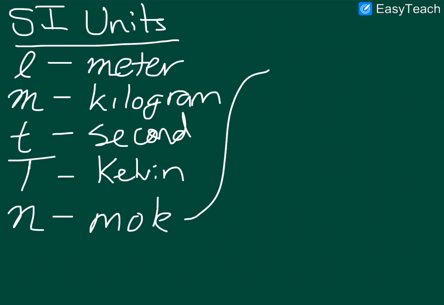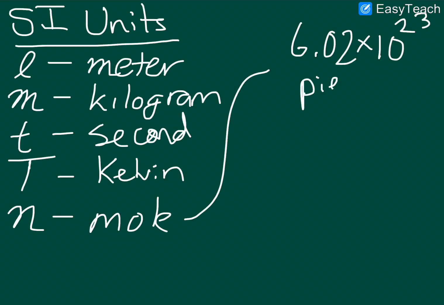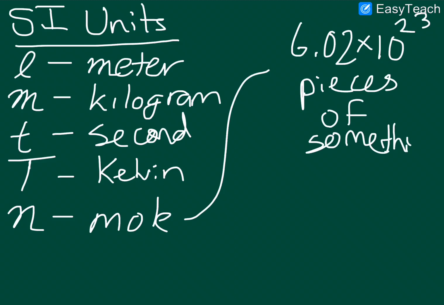If you remember, the mole is a way to describe amount, just like how a dozen is a word for 12. The mole is a word for 6.02 times 10 to the 23 pieces of something. And we usually use that for counting atoms.